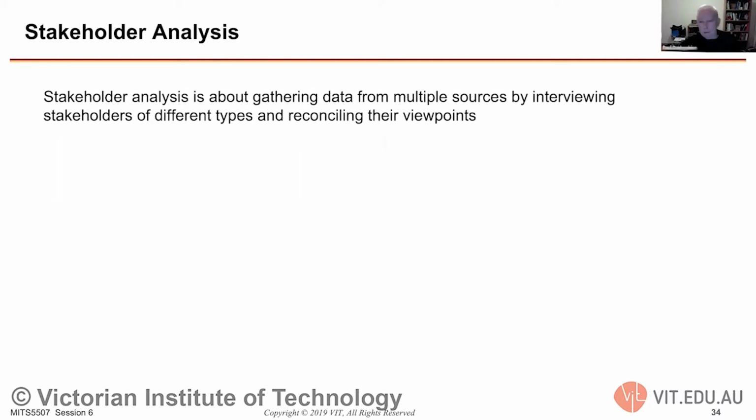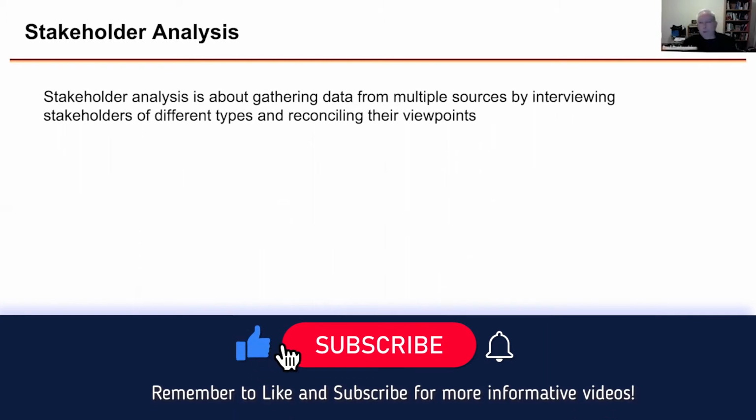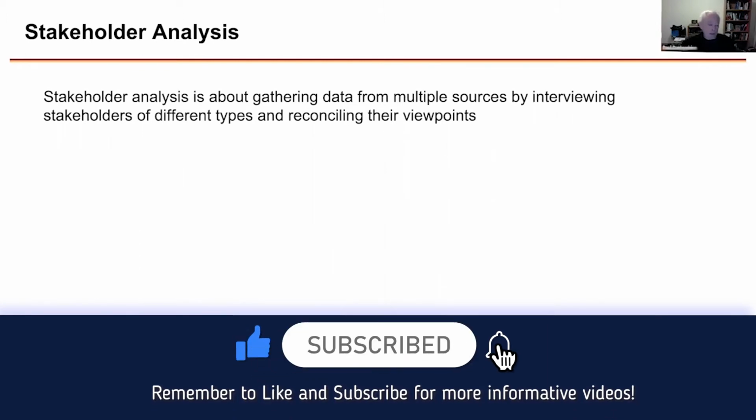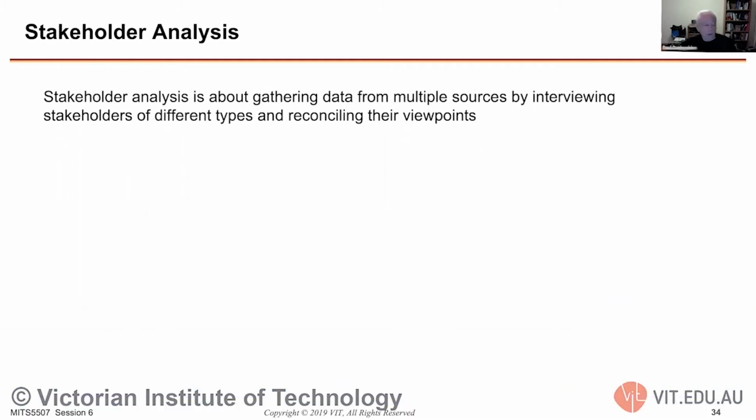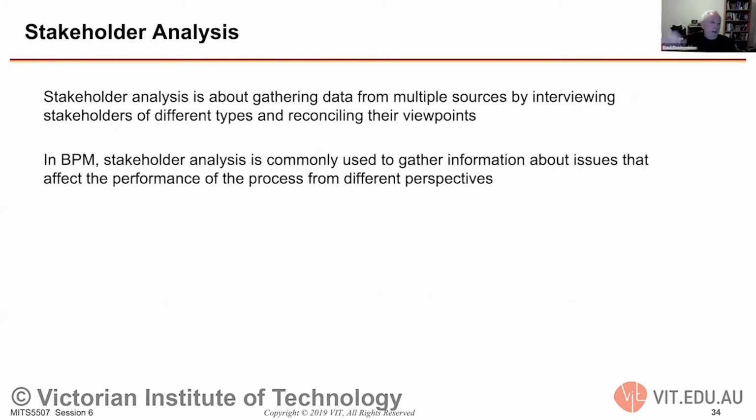Now, as I said, when you look at a business process, there's always multiple perspectives, different ways to look at this process. We can look at it from the customer point of view, the owner's point of view, and there's other stakeholders as well. So in BPM, we use stakeholder analysis often to gather information about issues. We might have many issues affecting the performance of our process, and what we're trying to do is narrow them down. There might be typically 5 categories of stakeholders.